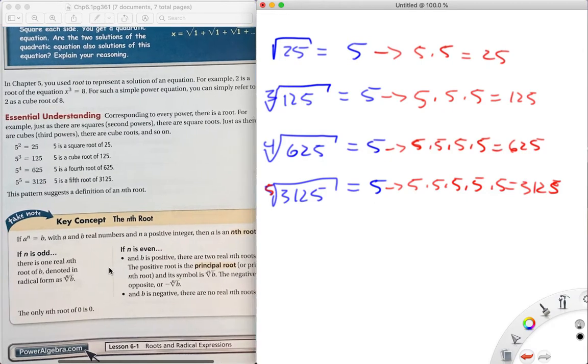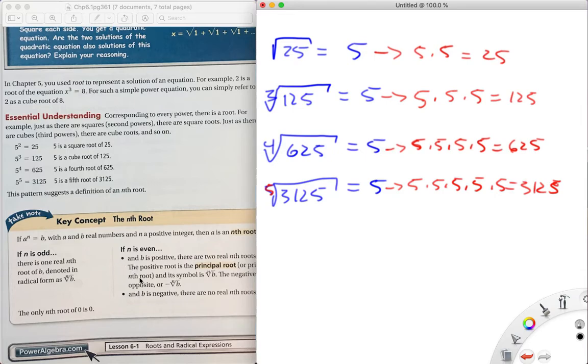I don't really think of it in that way. Maybe because this is one of the few times where I'm like, calculator is a good thing. If n is odd, there is one real nth root of b, denoted in the radical form as the nth root of b.